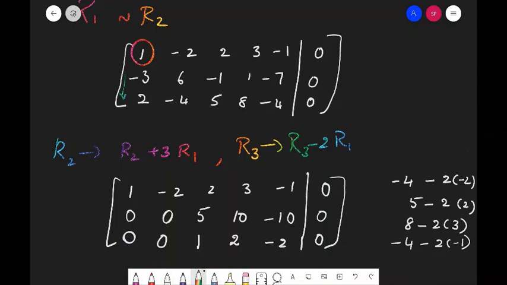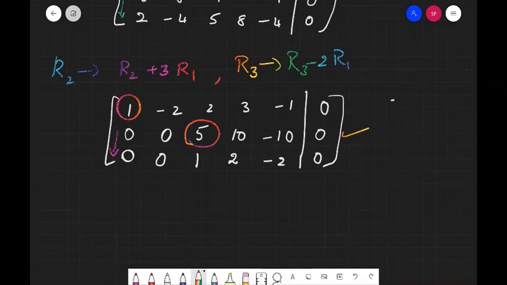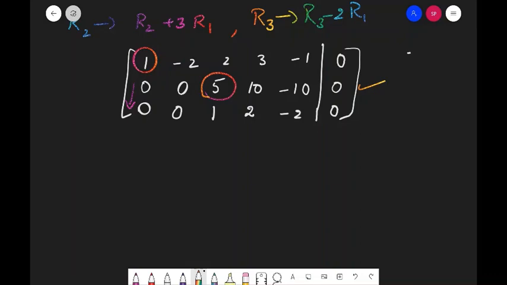So now let us mark again the pivot positions. This is pivot, and we already made these two zeros, and in the second row this is the pivot position. And I think before making the third row zero, let us simplify this R2. So my next task will be simplifying R2. For R2, I'll do R2 divided by 5.